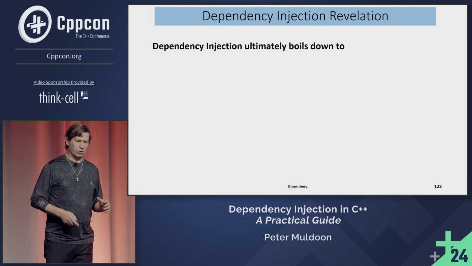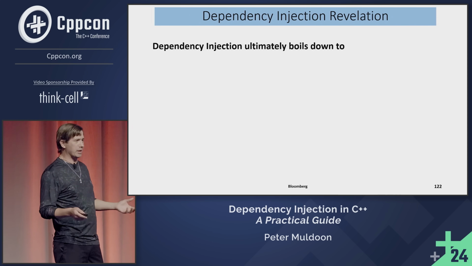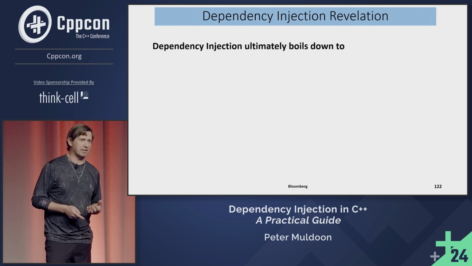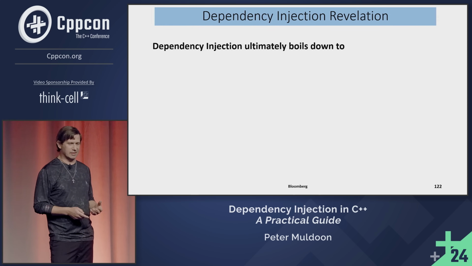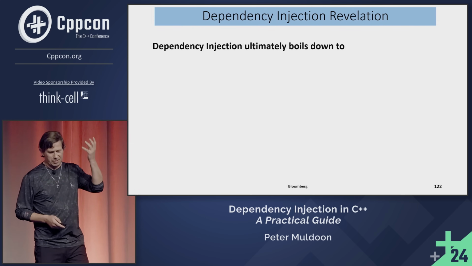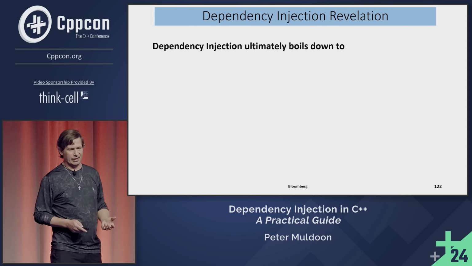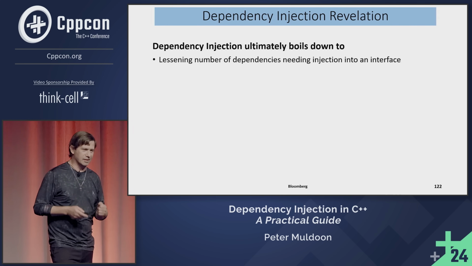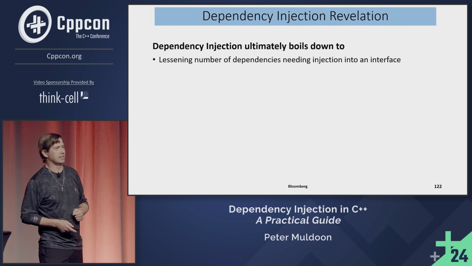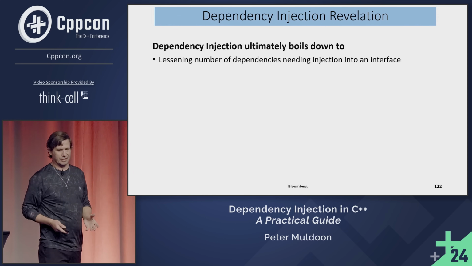So what is the revelation? What am I trying to bring to the table here? What do you take away from this talk? Go up the mountain, I come down with the tablets. It comes down to this: you lessen the number of dependencies in the layers of your functionality.